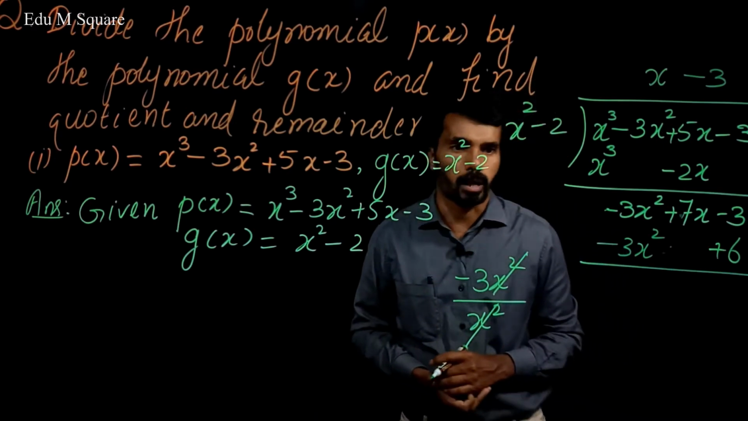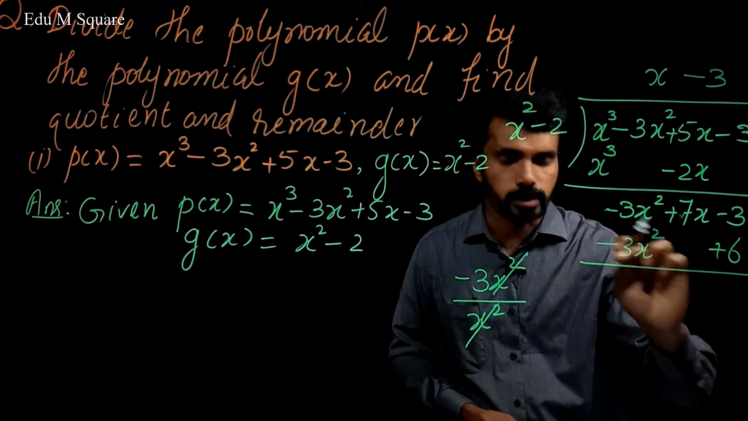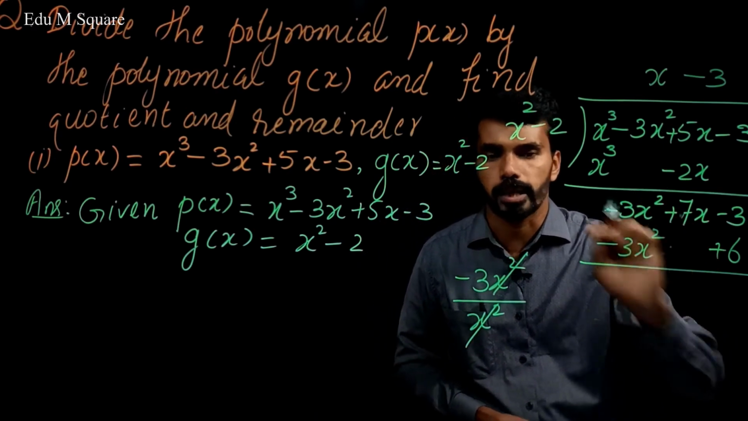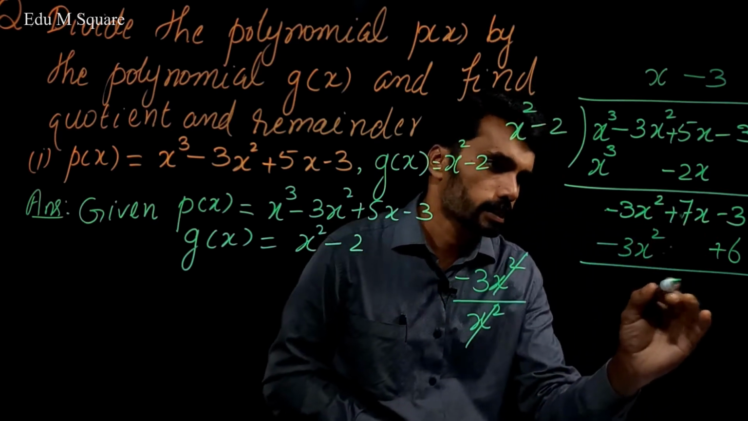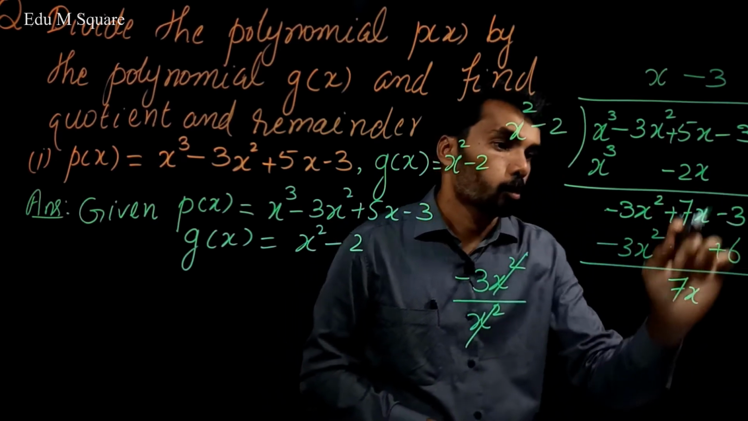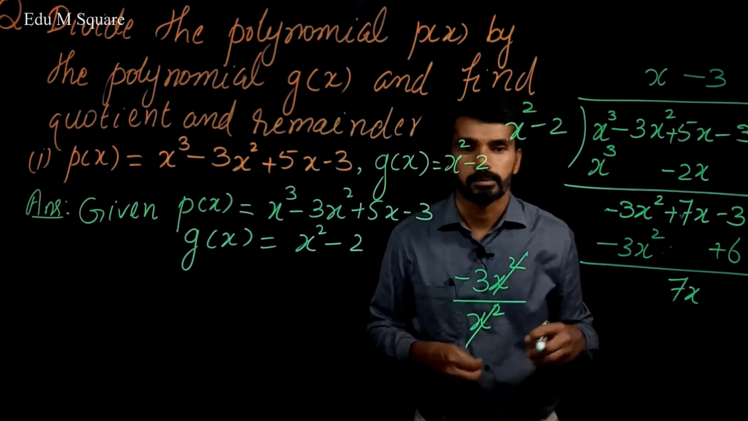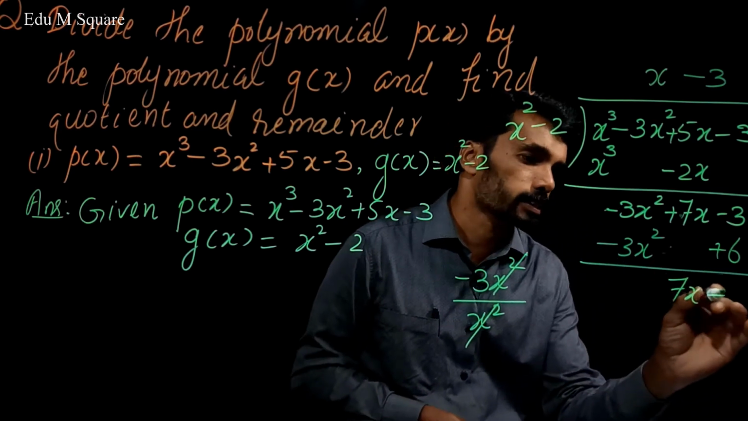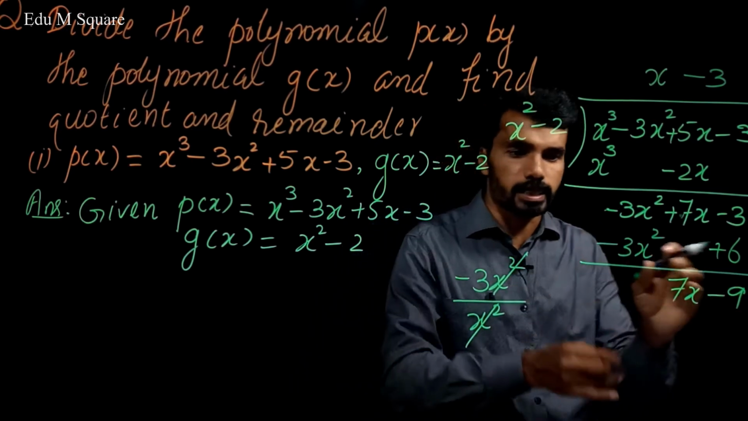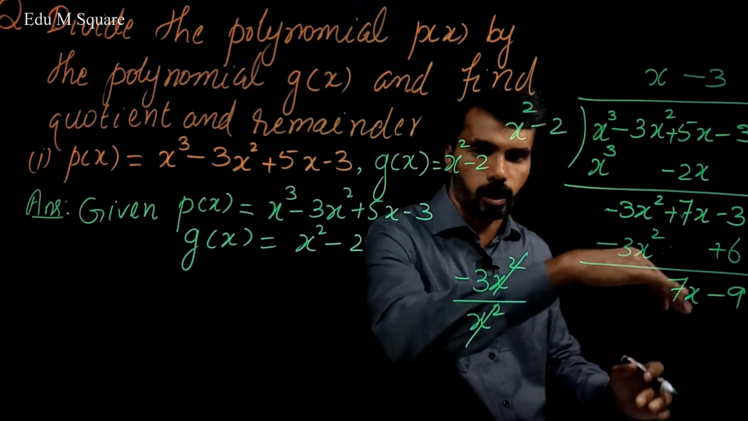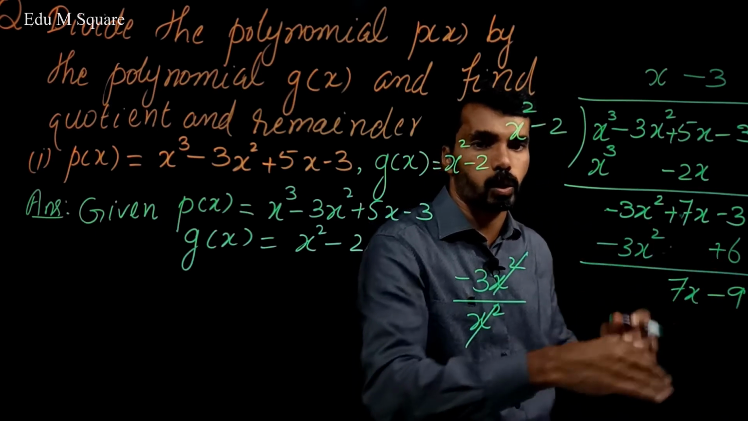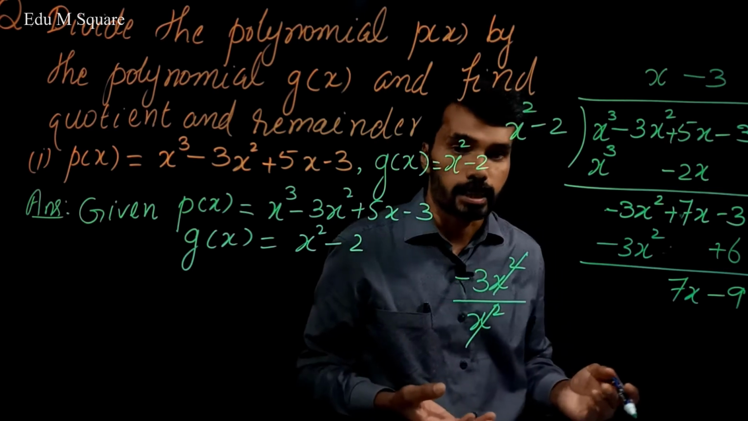Now minus 3x square, subtraction. Minus 3x square, 0. This is 7x. Then minus 3 minus 6, so minus 9. Now again this is the remainder. What remains here? 7x minus 9. So 7x minus 9 is the remainder.